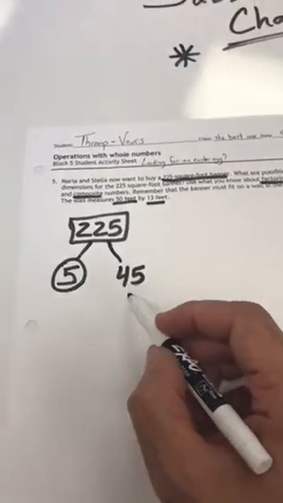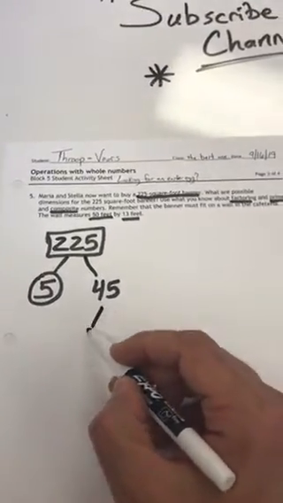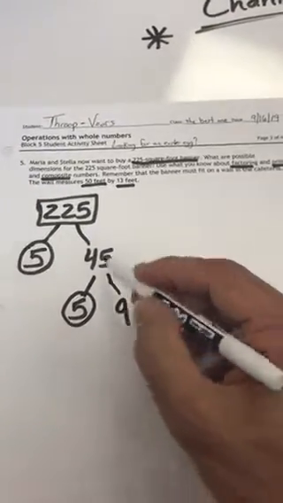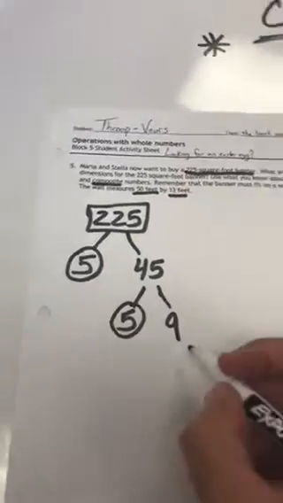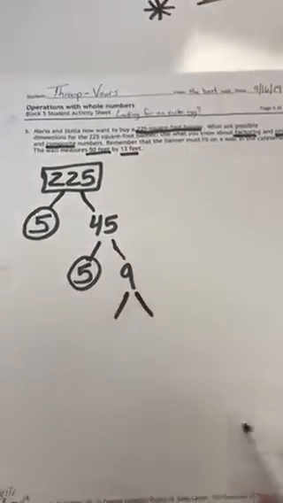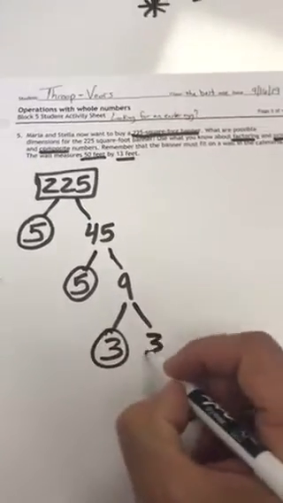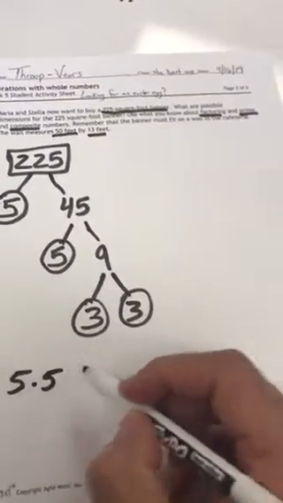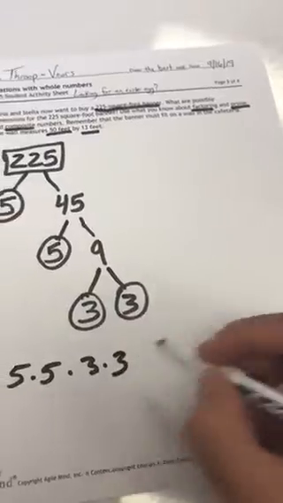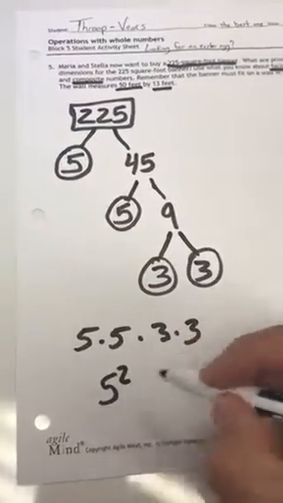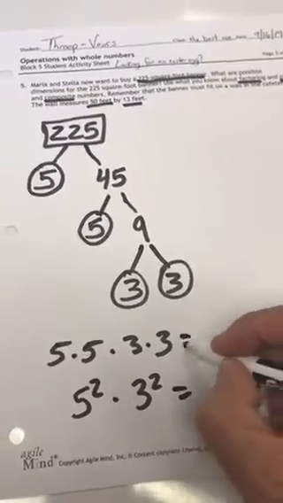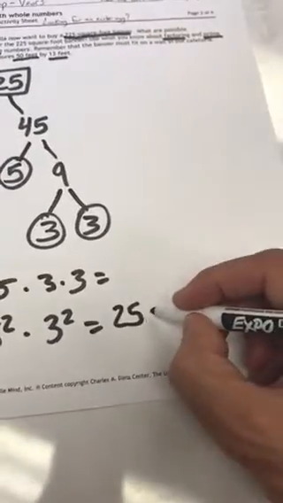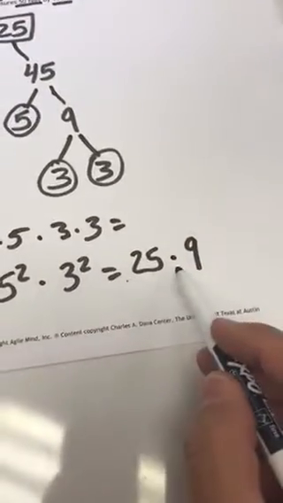Now I break down 45, and I think about, okay, 45 is pretty easy. I know that 5 times 9 is 45, so this 5 is my prime number. I'm just making a factor tree, and then I know that I can break 9 down into 2 pretty easy prime numbers, which would be 3 and 3. So the prime factorization of this would be 5 times 5 times 3 times 3. Or another way of saying this would be 5 squared times 3 squared. Now 5 squared is 25 and 3 squared is 9.